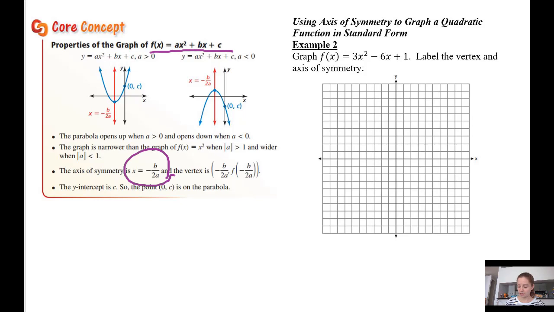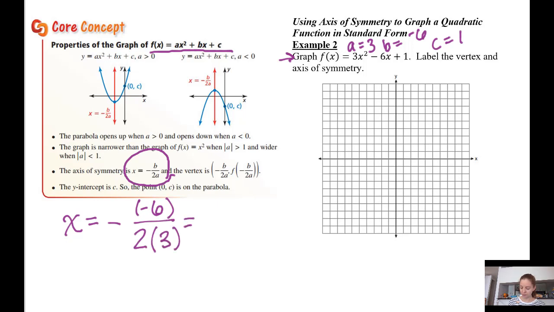So for example 2, we have an a value of 3, a b value of negative 6, and a c value of 1. To find the axis of symmetry, we're going to take x = -b over 2a, where b is negative 6 and a is 3. We have negative 6 over 6. A negative times a negative makes a positive. So we really have 6 over 6, which is really 1. So when we have it in standard form, we begin by finding the axis of symmetry, which is 1. x = 1 is the axis of symmetry.